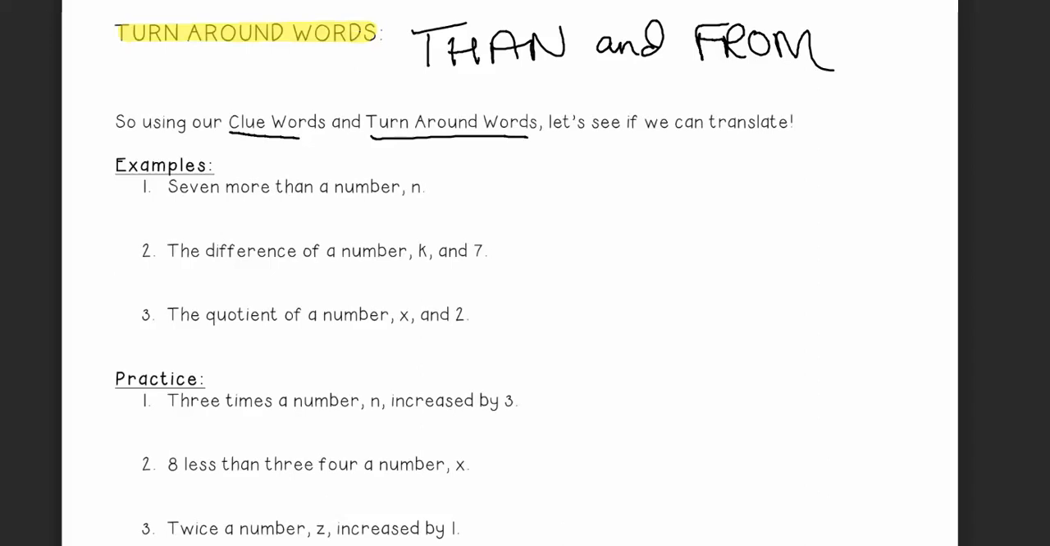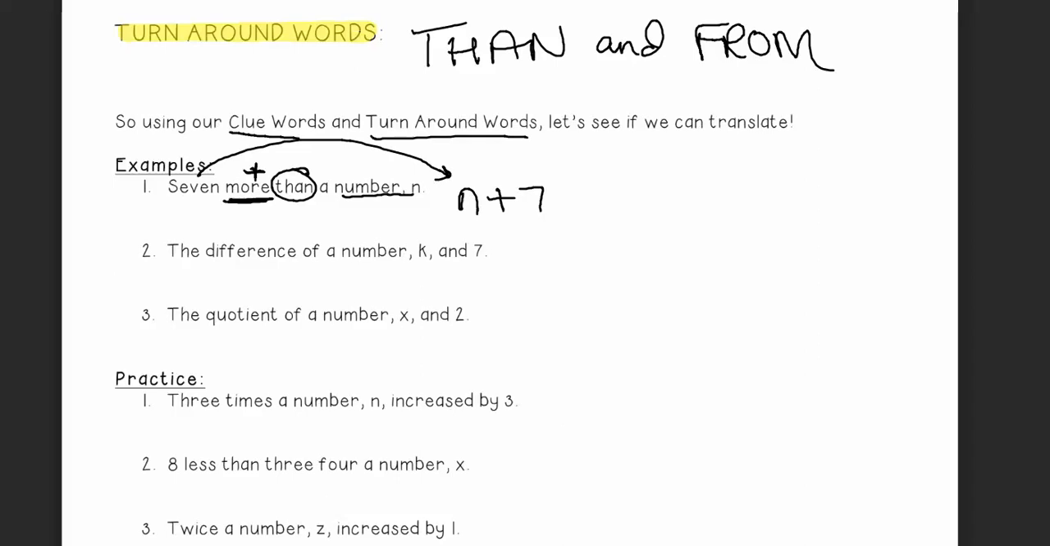So number one says 7 more than a number n. So I just know my number, I'm using the letter n. It assigned the letter to use. So I see the word than, that's a turnaround word. So I always circle my turnaround words because that tells me 7 goes to the end. I also see the word more. More represents what operation? It represents addition. So 7 more than a number n. N is my number, so it's just going to be n plus 7.